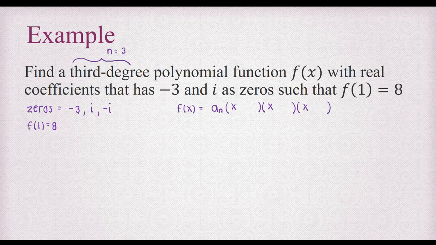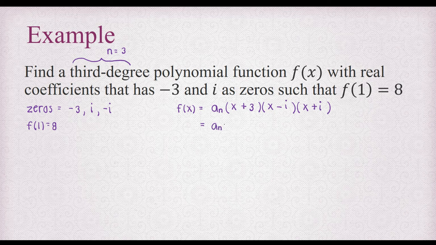So if one of my zeros is -3, x minus -3, if I subtract a negative, I should have a +3 in the parenthesis. Okay. If my next 0 is i, I want x minus i. If my last 0 is -i, I should have x minus -i. If I subtract a negative, it makes a positive. So whatever signs my zeros are, those need to be the opposite signs when we put them into our factored form. So now I'm going to start distributing.